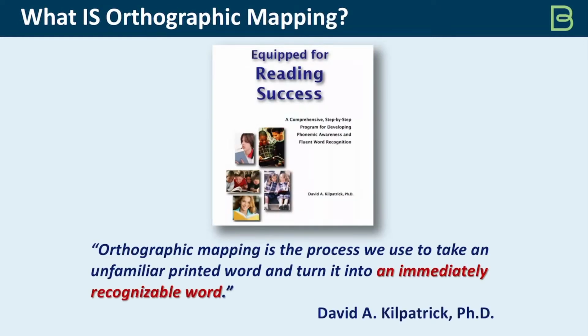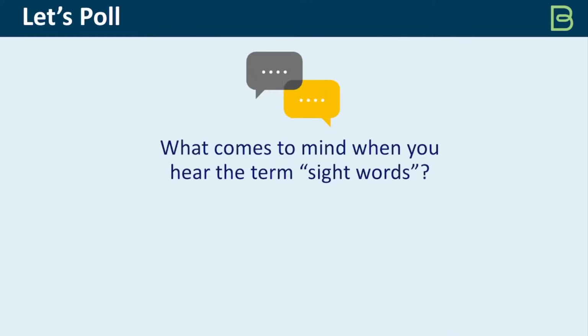So what exactly is orthographic mapping? Here is a picture of that book that I mentioned, Equipped for Reading Success. We highly recommend it here at Brainspring. And this is how David Kilpatrick breaks orthographic mapping down for us. He says that it's the process we use to take an unfamiliar printed word and turn it into an immediately recognizable word, something we recognize so fast, we don't even realize it's happening.